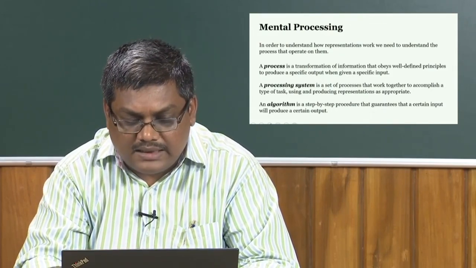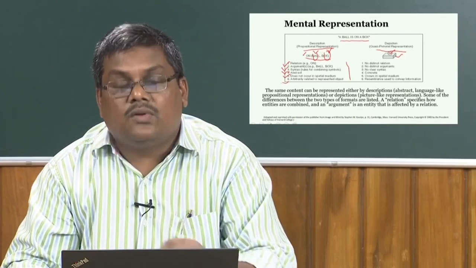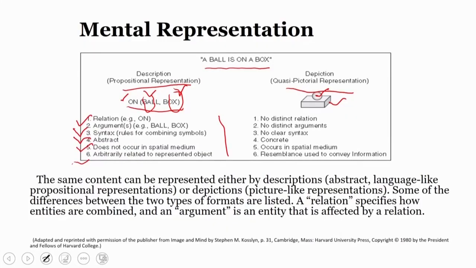A process is basically a format through which some information is taken and transformed into a specific type of output. This specific output is later passed through several processes, and these several processes generally are comprised in something called a processing system. So, for example, going back to the original thing, looking at the quasi-representational description makes you understand this knowledge that a ball is on the box. For you to understand that the ball is on the box, there are several processes responsible and there is a processing system which is processing it.